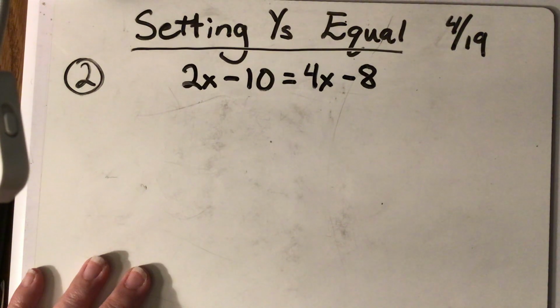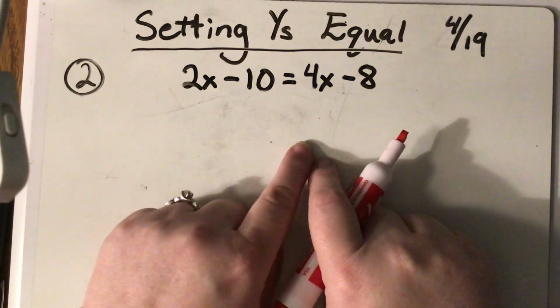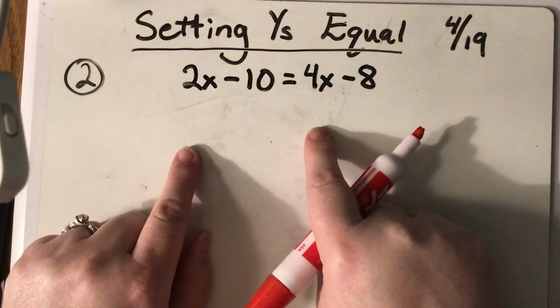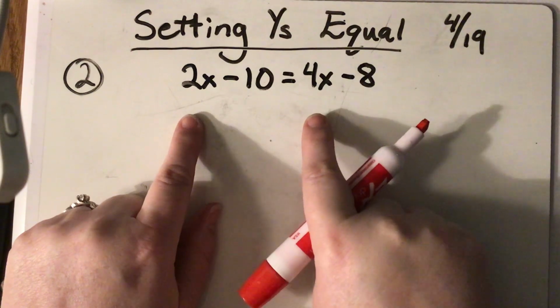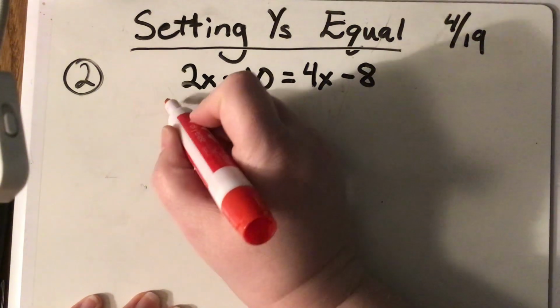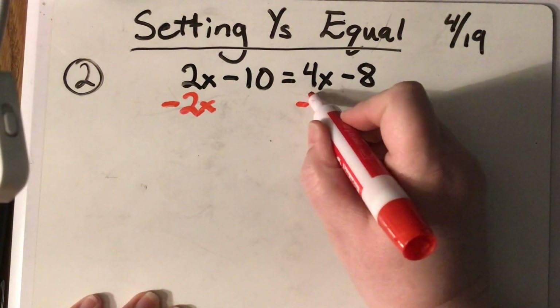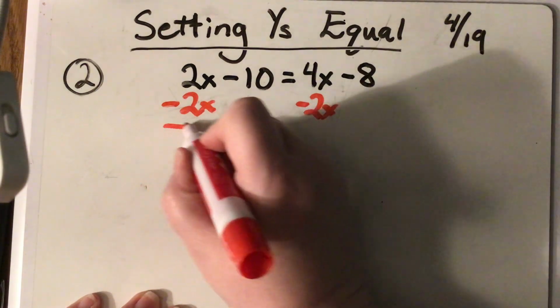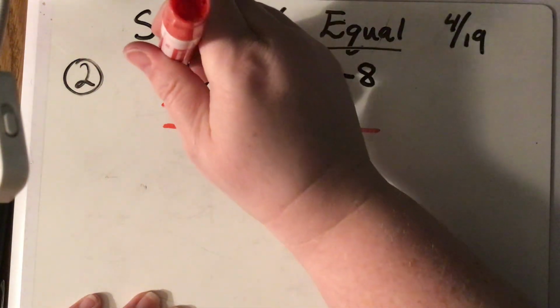All right, so what do I do next? We got to move the y. So I can move the 4 or I can move the 2. I think if I move this one, I'm going to get a negative number. So I'm going to choose this one. Opposite of plus 2x is minus 2x. Minus 2x. Okay, these guys cross out.